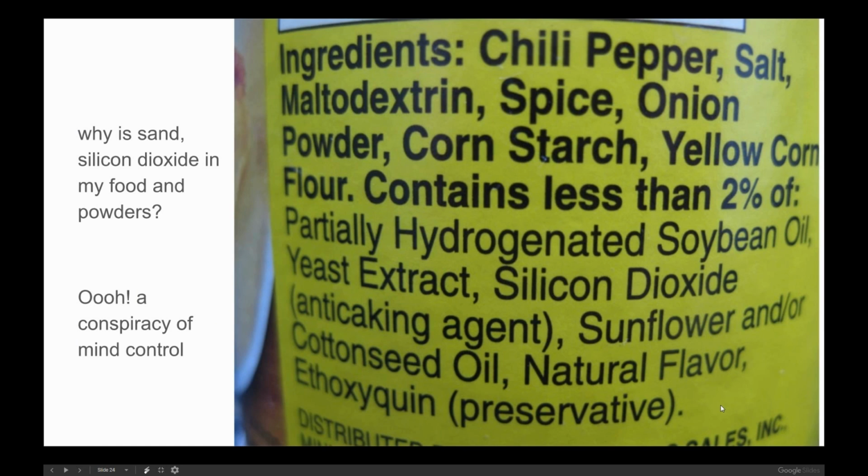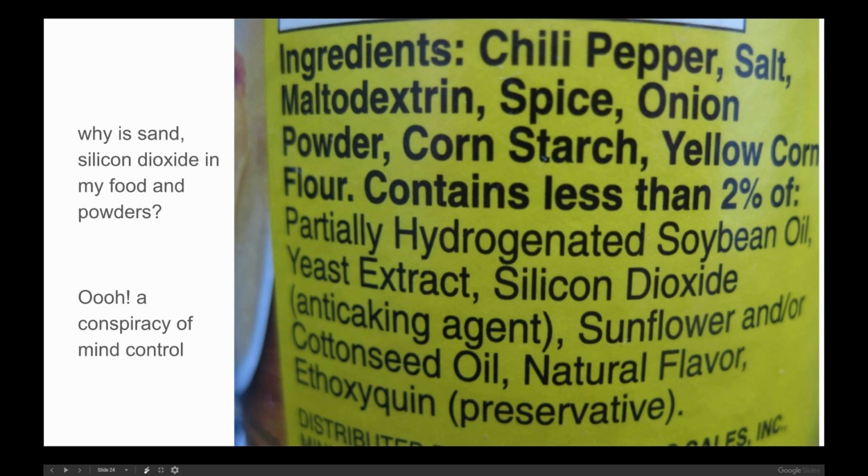All right? Now, this is the part that really flips me out. Here's like somebody's chili powder. It's chili pepper, salt, maltodextrin, spice, onion powder. And then we keep on going down the list. Partially hydrogenated soybean oil, yeast, silicon dioxide. What the heck is silicon dioxide doing in my food powder? They put sand in the food powder.